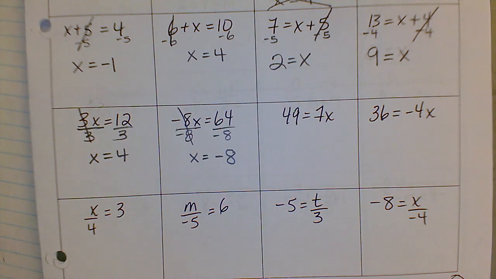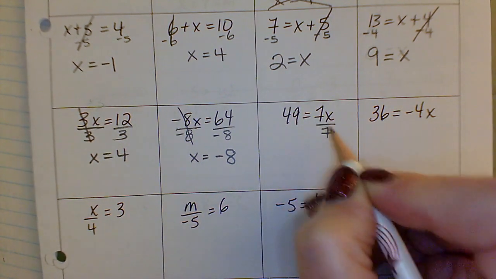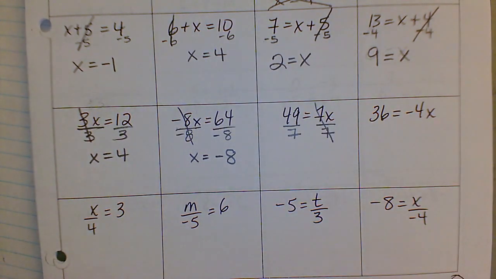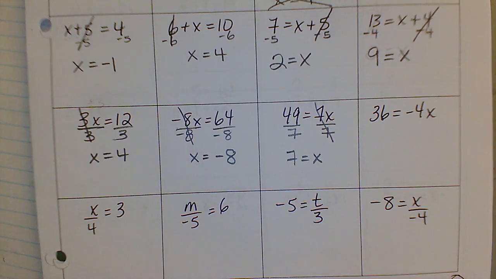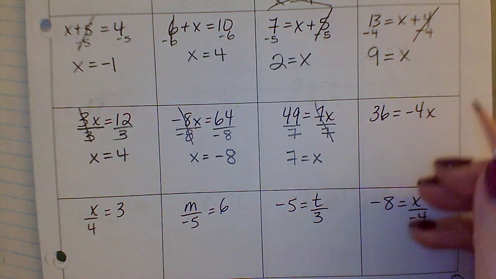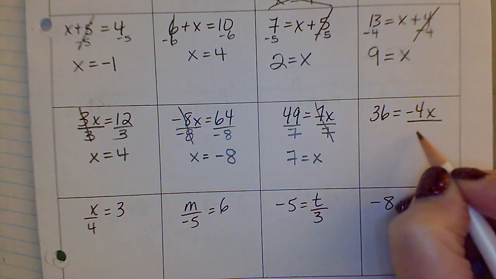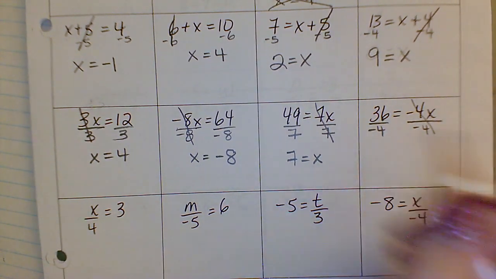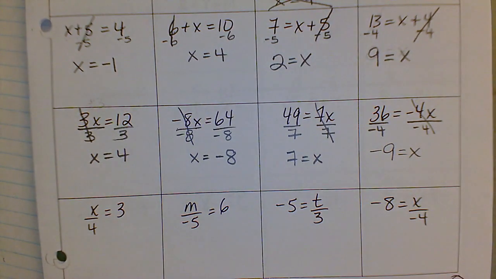Now, it doesn't really matter which side the x is on. You just work with that. Again, it's 7 times x. Divide by 7. Divide by 7. Cancel those out. Left to right, 7 is equal to x. Oh my god. All right? I work with the x side. I need to remove that -4. I'm going to divide by -4. Again, left to right. -9 equals x.